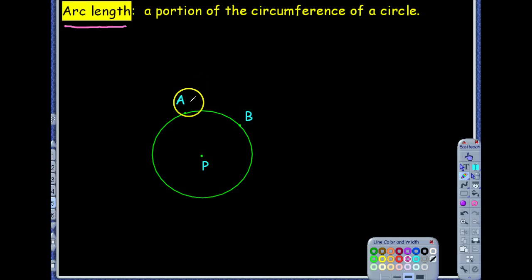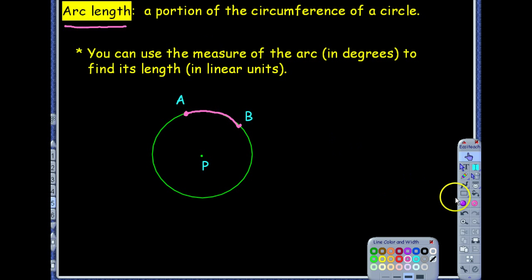Here's what I think about. If you were talking about arc AB, so this arc right here, part of a circle, and if I cut along the circle right here and flatten it out, what are you going to see? It's going to be just a linear unit. Okay, a segment, right? So to measure a segment, we measure in units like centimeters or inches or feet or whatever. When you're finding the arc length, you find the length in linear units, where the measure is in degree amounts.